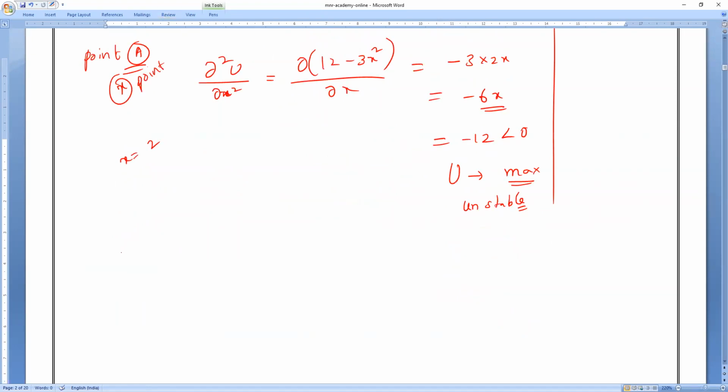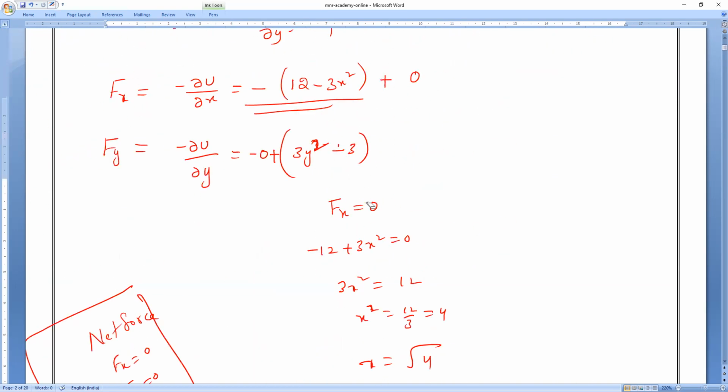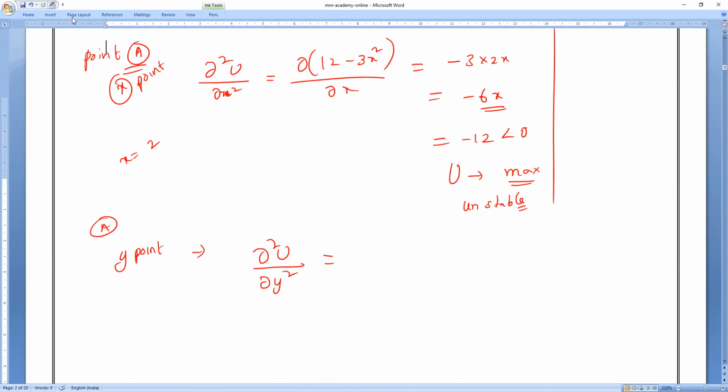Same way, verify at the same point A. What about the Y point, the y axis? You can check it. So at point A, Y point, what is that? d square U by dy square. Which is again minus 6x, am I right or wrong? Sorry, not 6x. Y we have to verify. So what is the Y function here? Check it, everyone: 3y square minus 3. So 3y square minus 3 means the constant will become 0. So what will the answer be? 6y will come.